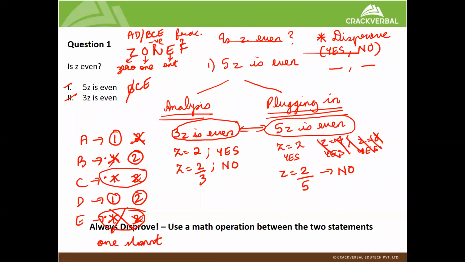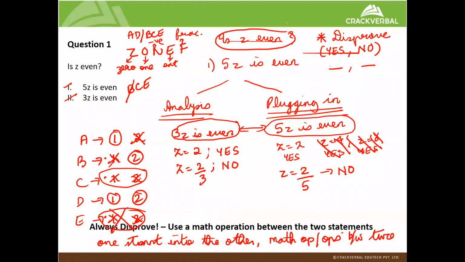Always try to substitute the information given in one statement into the other, or use a mathematical operation or a set of operations between the two statements, which leads to answering the main question, right? I've been given 5z is even. I've also been told that 3z is even.